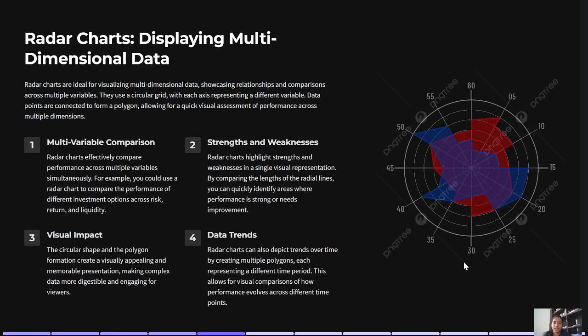Coming to the radar charts, displaying multi-dimensional data. Radar charts are ideal for visualizing multi-dimensional data, showcasing relationships and comparisons across multiple variables. They use a circular grid with each axis representing a different variable. Data points are connected to form a polygon, allowing for a quick visual assessment of performance across multiple dimensions.